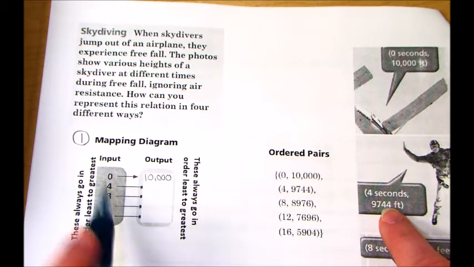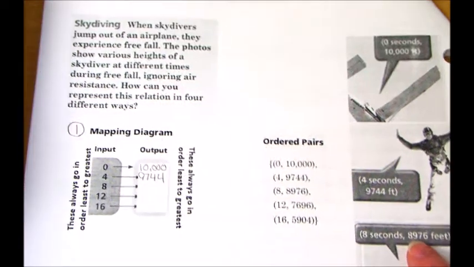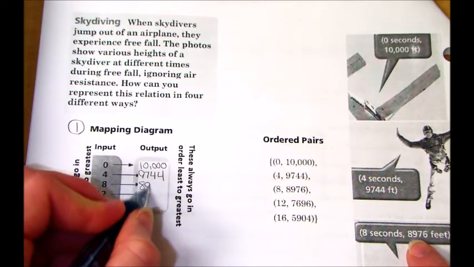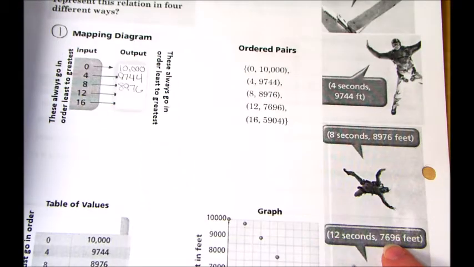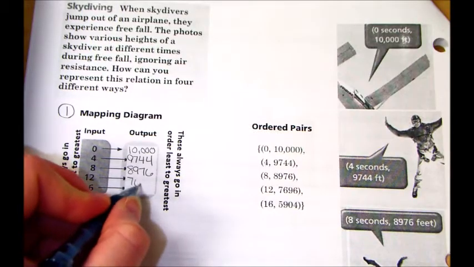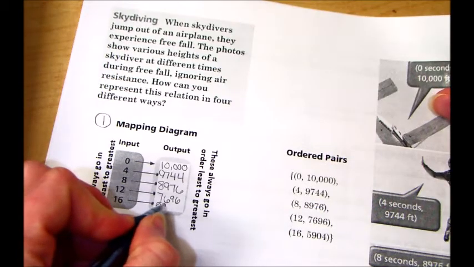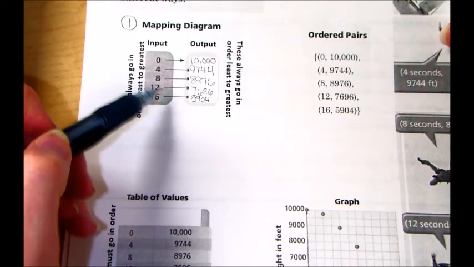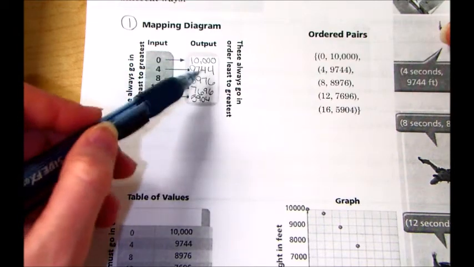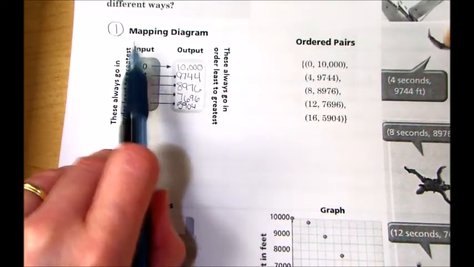4 gets paired with 9,744. 8 gets paired with 8,976. And 12 gets paired with, if you look below, 7,696. And last, 16 gets paired with 5,904. Okay? Typically, we do like to write these in least to greatest. For whatever reason, the book wrote this side in greatest to least, but from now on, I want you to write them in least to greatest and just kind of switch your arrows around. So that's called a mapping diagram.